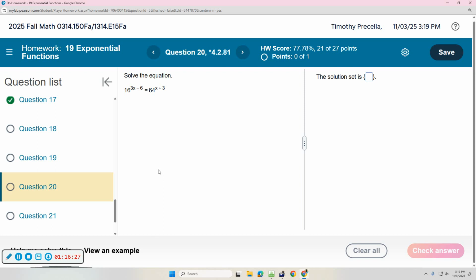16 to the 3x minus 6 is equal to 64 to the x plus 3. Tony, you better pull out that calculator of yours.